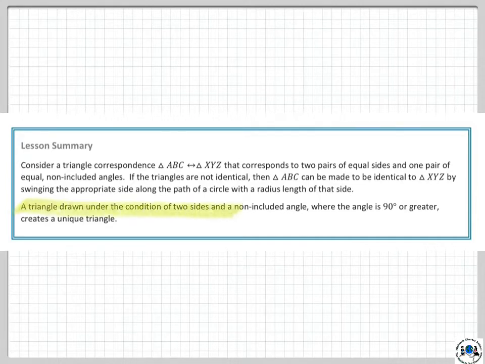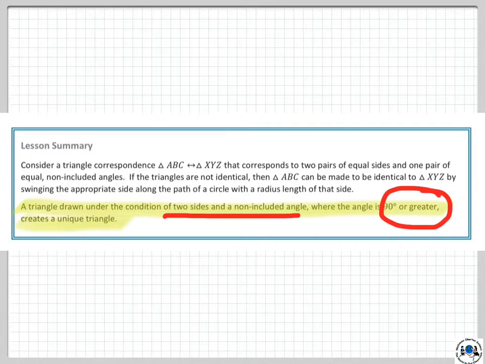A triangle drawn under the condition of two sides and a non-included angle, and here's the main point, where the angle is 90 degrees or greater, creates a unique triangle. If you have less than 90 degrees, you will not be creating a unique triangle, because you can create a circle off of those given sides and angle, and it will intersect in more than one location. So that is our rule right there: two sides and a non-included angle. The angle has to be 90 degrees or greater to create a unique triangle. All right, so go ahead and finish up your problem set, and see you next lesson.